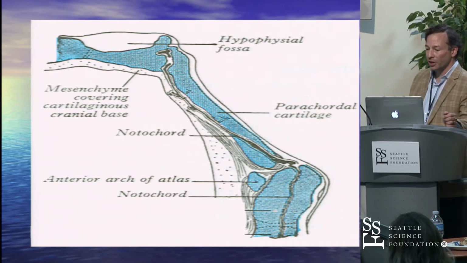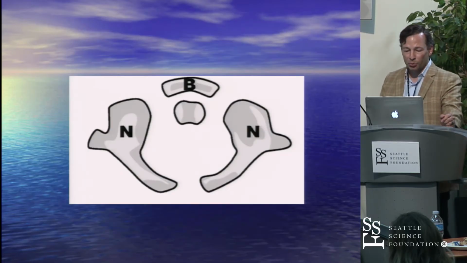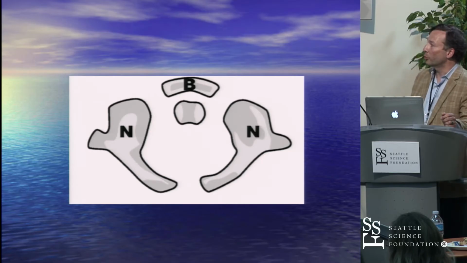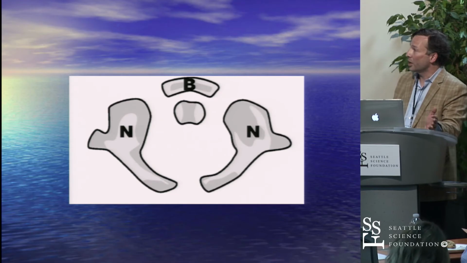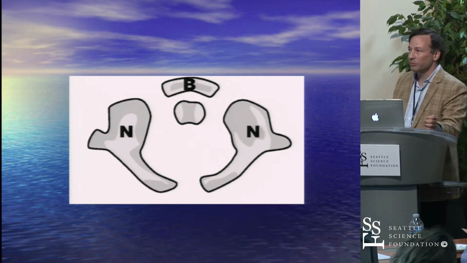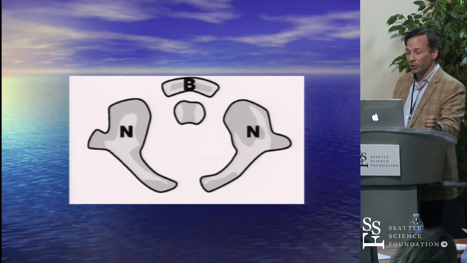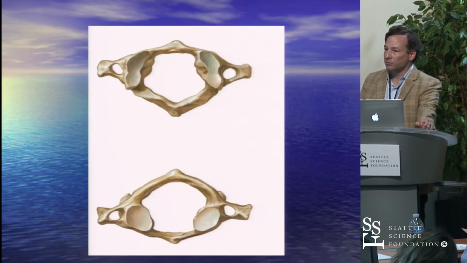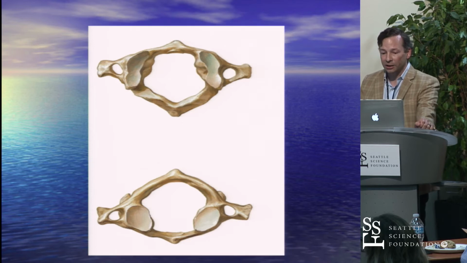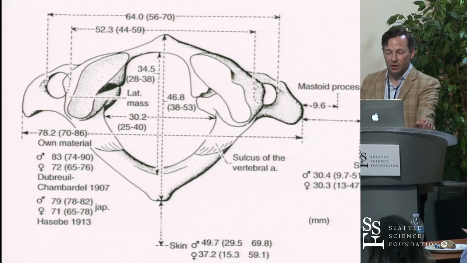Bony development of C1, the upper portion of our craniocervical junction, begins by the ossification of three centers. We have two laterals and then an anterior arch region that's seen here for B. This gives us the development of our adult ring of C1, which is in essence a typical vertebra that's lost its body to the C2 below, which will be the dens.